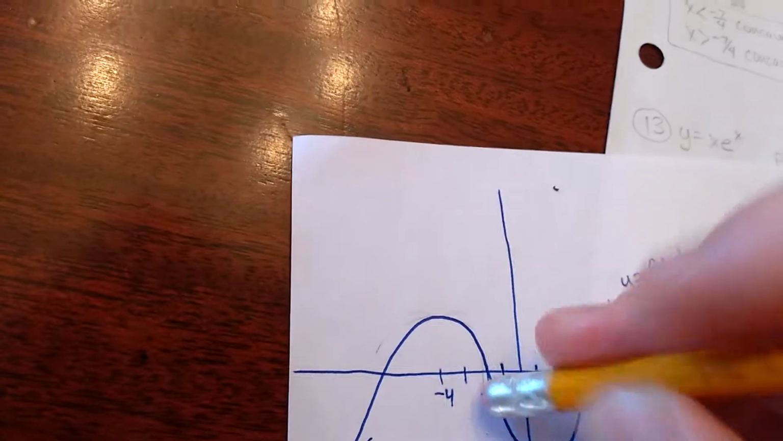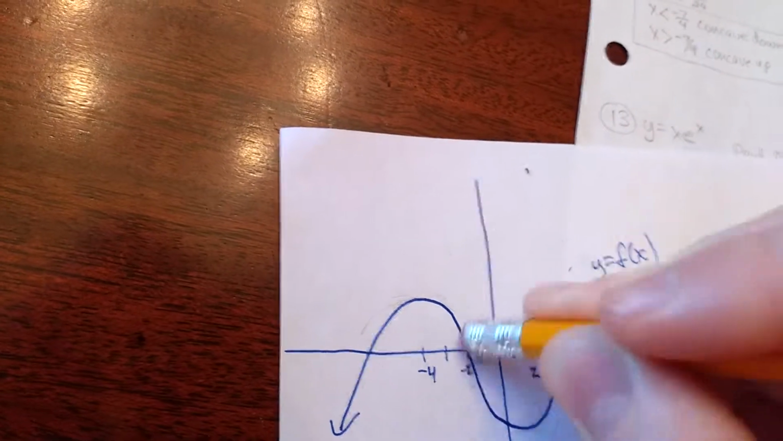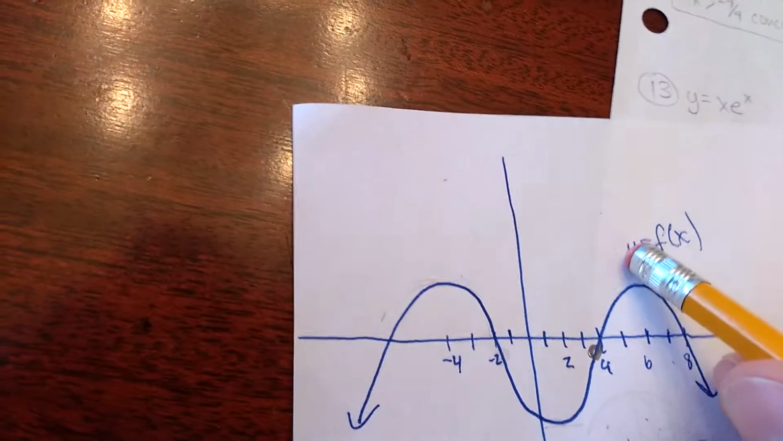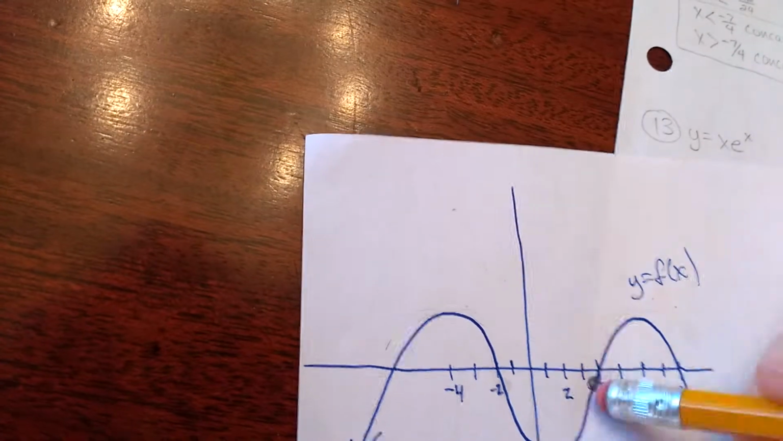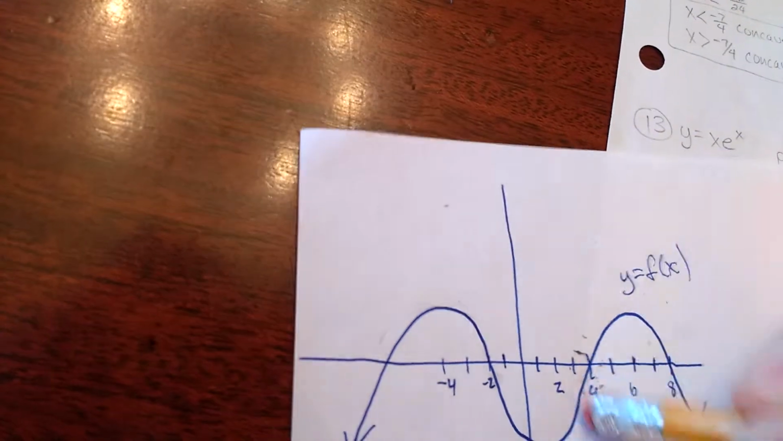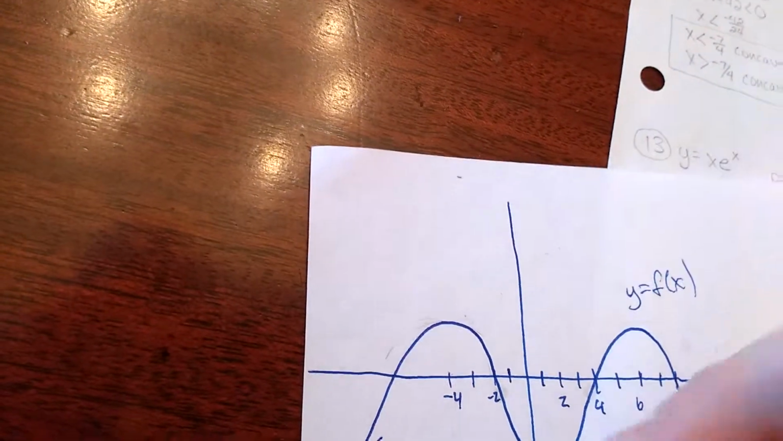So that's the first one. That's the first kind of problem. It's pretty easy because you're just looking at the original function and doing this. The second one though, everything changes.